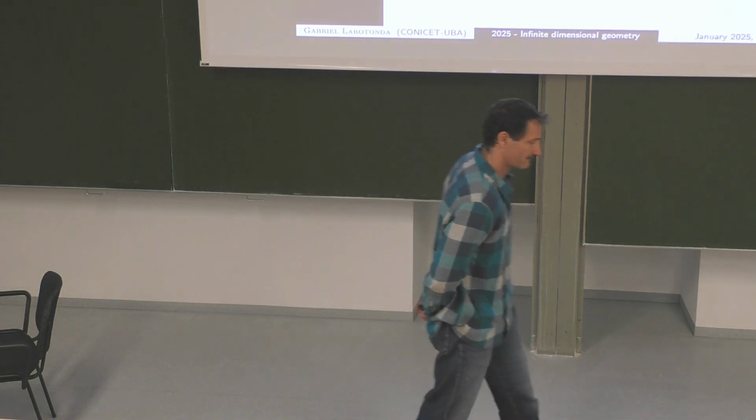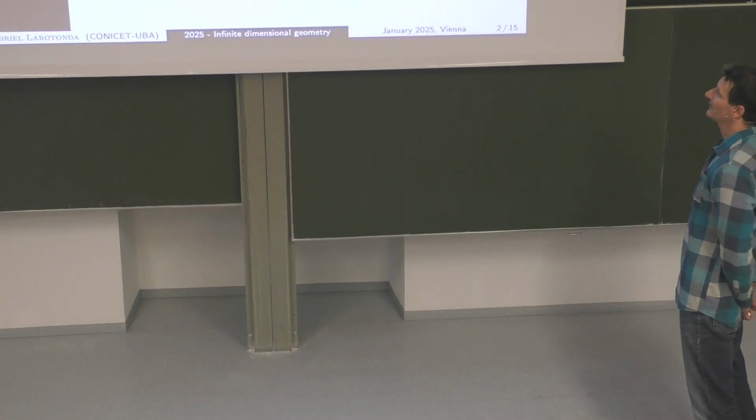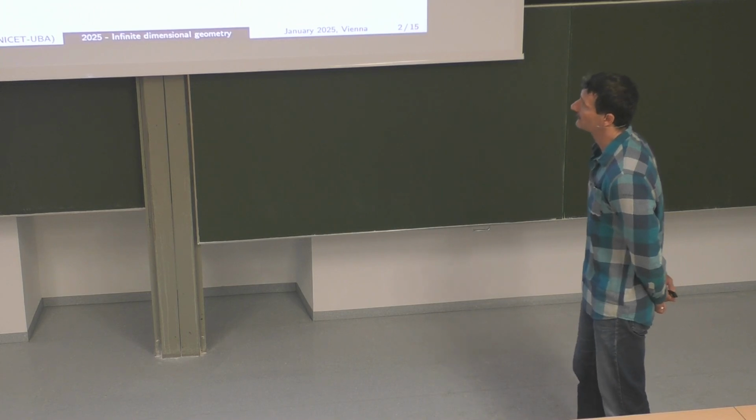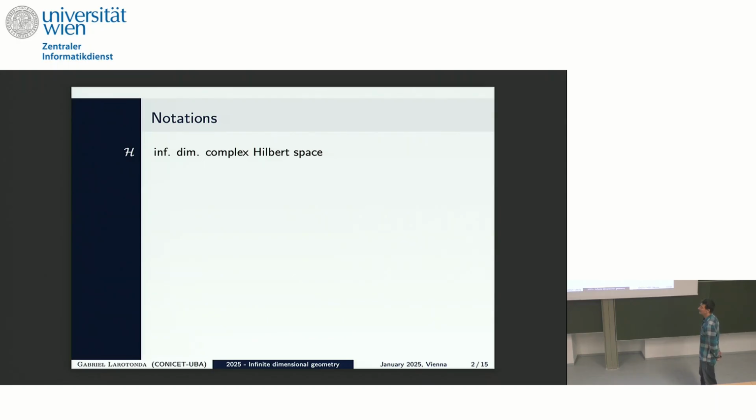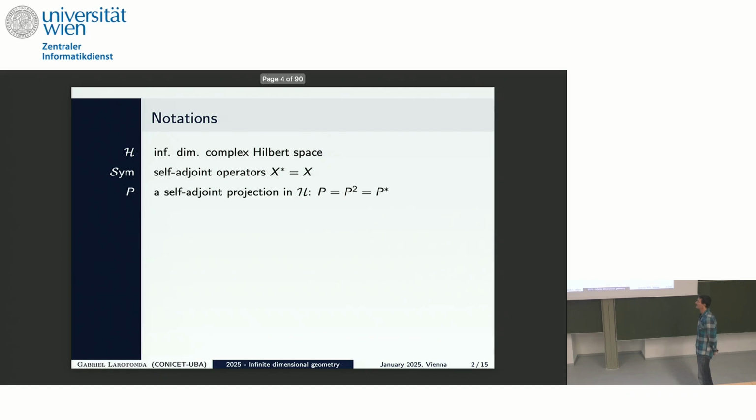So just a quick reminder, or presentation of notations. You have your complex Hilbert space. It will be infinite dimensional in all the talk. Let's say Sim will denote the self-adjoint operators. We pick one self-adjoint projection. And usually U will be the group of unitary operators, but since we're interested in some restricted Grassmannians, it will be a subset of it, defined in certain precise ways that we will mention in a few minutes.